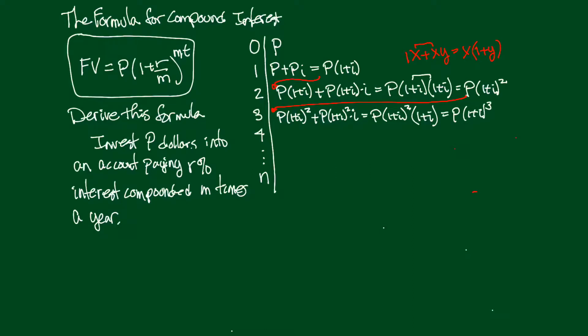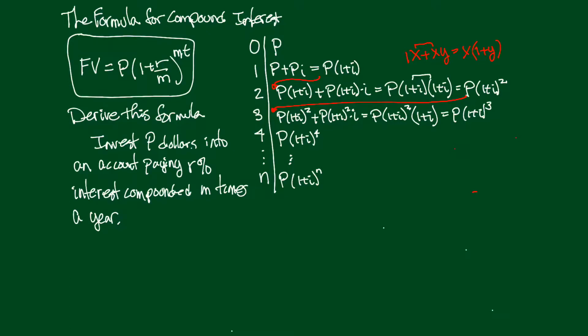You see the pattern? So what do you think is for this one here? I think I'm not going to develop this one. This is going to be p times 1 plus I to the fourth, dot, dot, dot. And in general, it is going to be p times 1 plus I to the nth power.